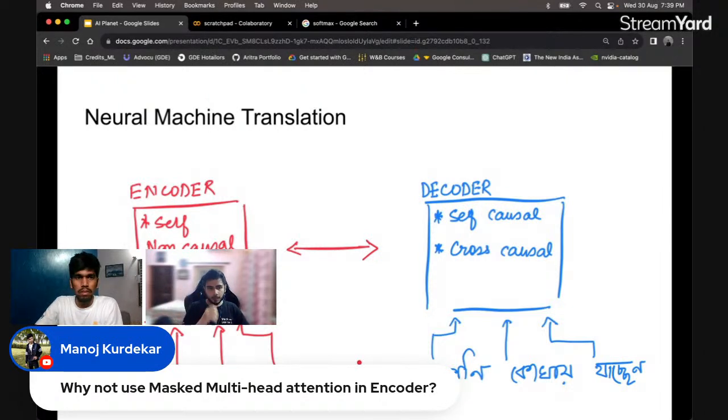Okay. Why not use masked multi-head attention in the encoder? If you use masked multi-head attention in the encoder, you are essentially trying to model the encoder as a language model, which is something which we don't need. So think about it. Let's just break it down. In Google Translate, what you are trying to do is you are not trying to autofill your English to get the translated language. If you would have done that, autofill your English as well as translate the language, masked multi-head attention in the encoder works.